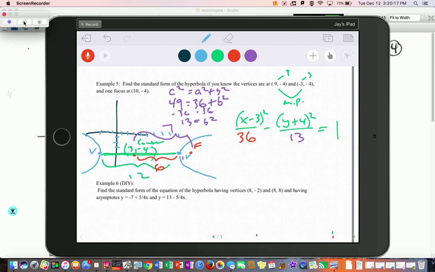All right, so go ahead and look at the next two examples. They're DIYs. See if you can find the standard form. So pause the video now and work on them.